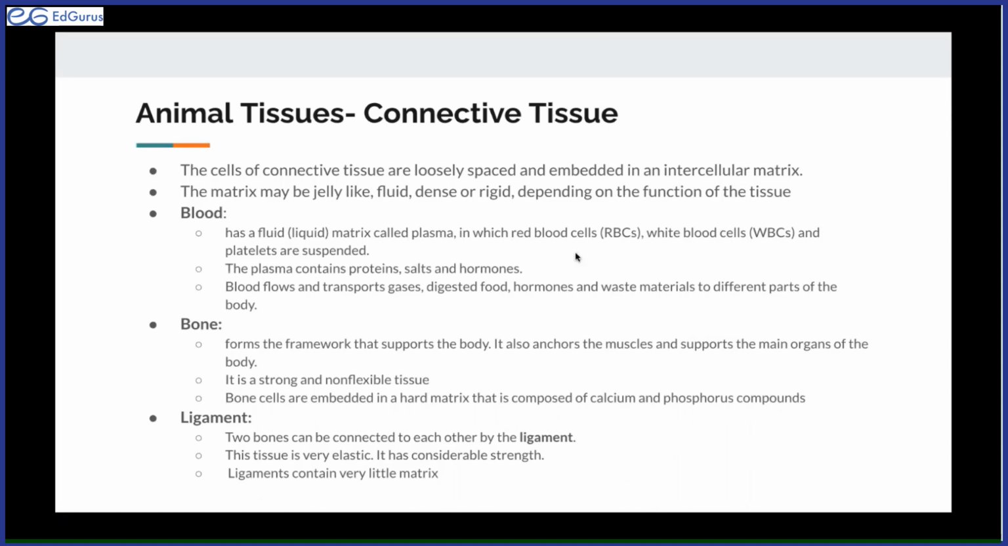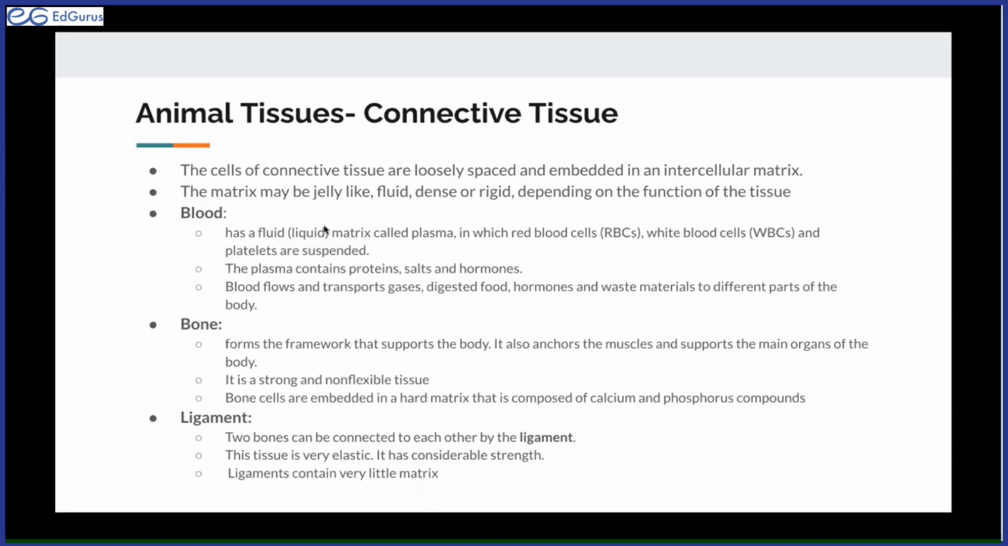Okay? So we'll go through this once. Blood has a fluid matrix. I just said, that blood is liquid, so it cannot have a dense matrix. It cannot have a rigid matrix. The matrix has to be fluid so that the blood can flow in the body. So therefore blood has a fluid or liquid matrix. The name of this matrix is called plasma.